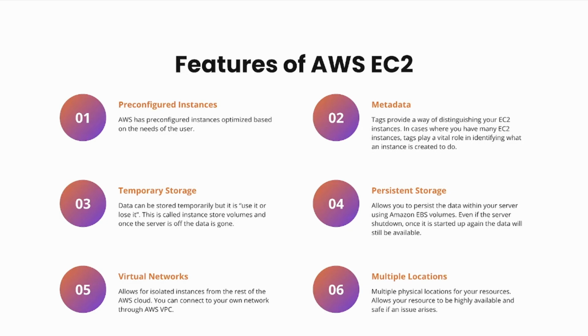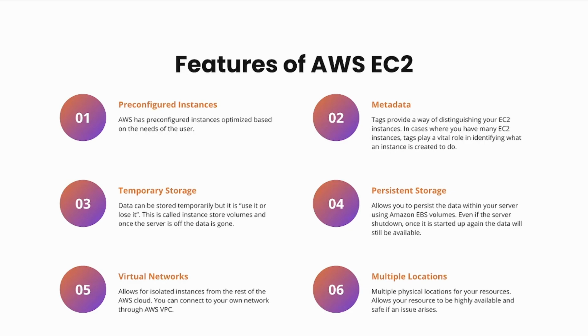Number 5 is virtual networks. You are allowed to isolate your EC2 instances away from the rest of your products or away from the rest of the AWS Cloud if you want to. You can connect it to your own network if you want to through AWS VPC. Then there are multiple locations, right? A cool thing about it is, like I said, you don't have to invest into building all this infrastructure for your own servers. All of this is done by AWS, and the cool thing about it is that you can put these in.